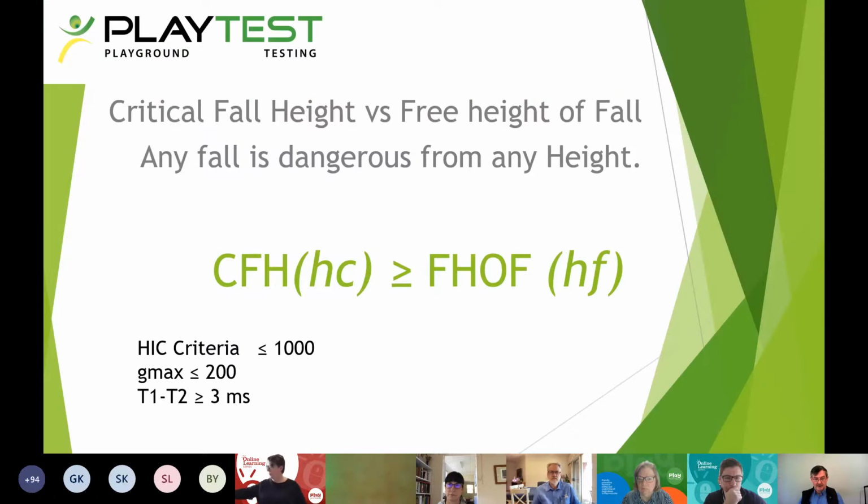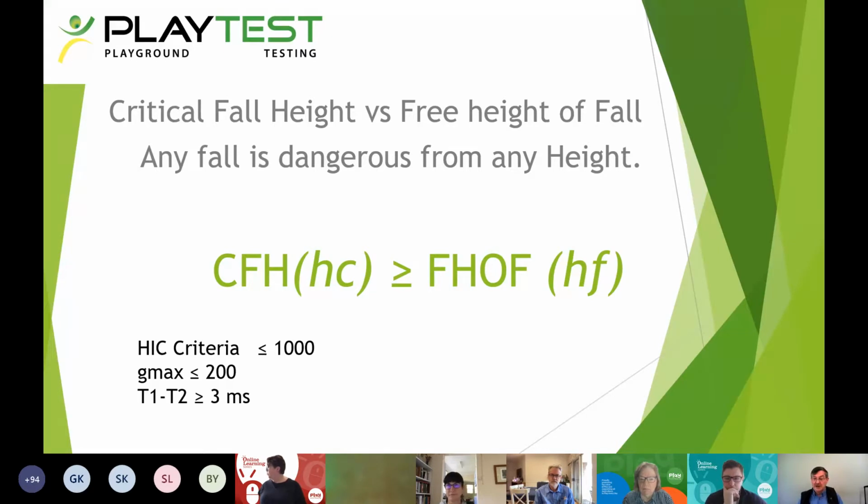So, the critical fall height versus the free height of fall. Any fall is dangerous from any height, which is why we need the impact attenuation fall surface. The critical fall height has to be greater than the free height of fall. You might be getting sick of me saying that, but I'm trying to drum this into everybody on these requirements.